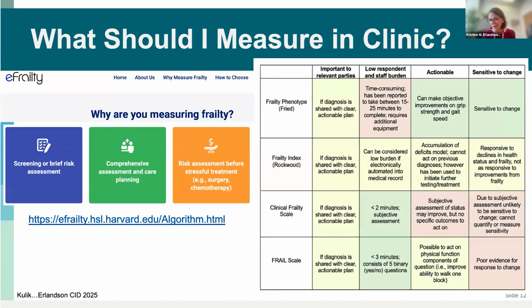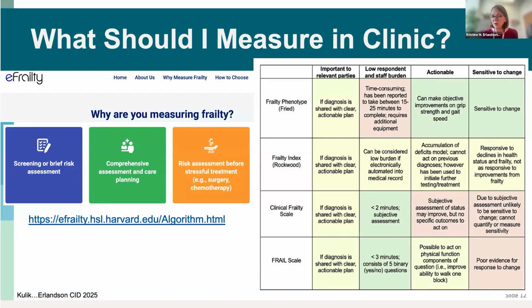So with this context, perhaps I've convinced you that you should assess frailty in your clinic, but how do you decide what tool to use? What are we asking? I think this tool that recently came out through the eFrailty website, that I included the link here, helps us to take a step back and think, why are we measuring frailty? Even though the guidelines tell us to do it, what are we hoping to accomplish by assessing frailty? So are we looking for a screening or a brief risk assessment, where maybe we could say, here's this patient that is likely or maybe is at risk for frailty, and I can intervene to hopefully prevent their frailty?